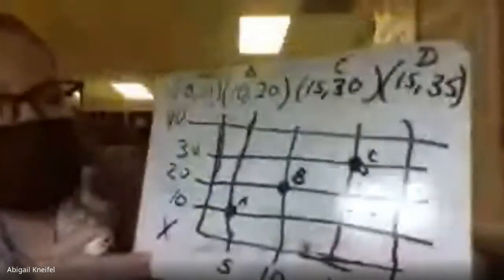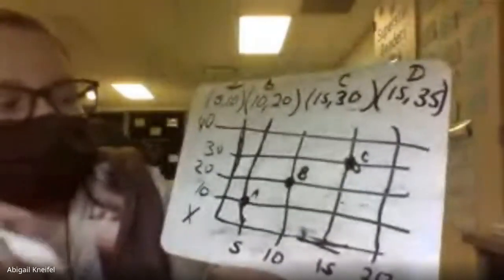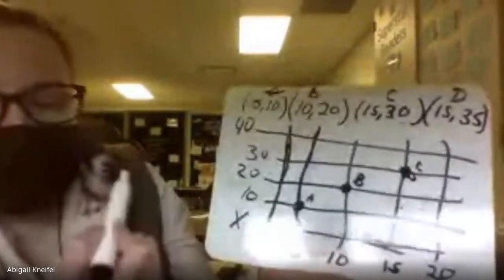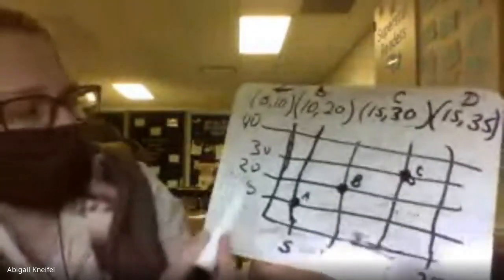And then lastly, D is our tricky one. Who's brave enough to do D? Because D is 15, 35. And we don't have a 35 on this side because we counted by 10s. We didn't count by 5. So we have 10, 20, 30, 40. So who can be a brave soul and tell me where 15, 35 goes? Mia, you want to tell me?